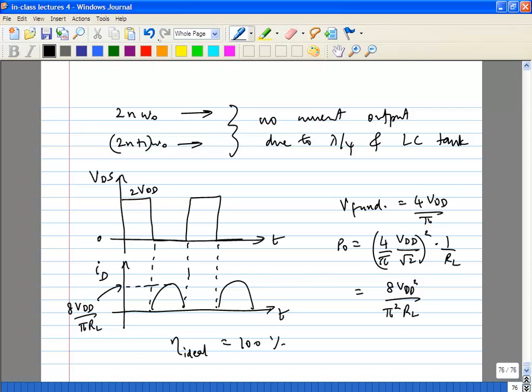Of course, your ideal efficiency is 100%. Ideally, you're assuming that the harmonics are completely rejected. In practice, you can actually get a better efficiency than the class E, because you're actually using resonant circuits to filter out the higher harmonics.